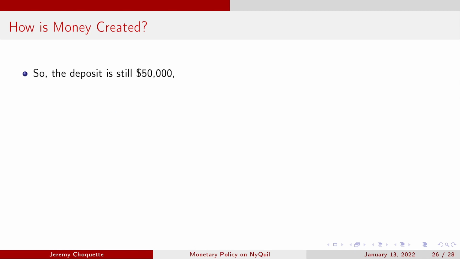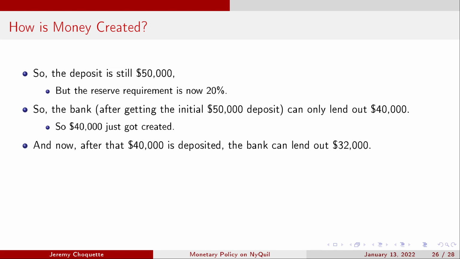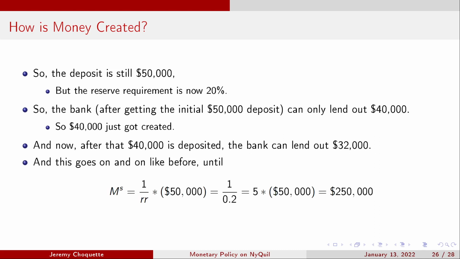So the deposit is still $50,000, but the reserve requirement is now 20% instead of 10%. So the bank, after they get their initial $50,000 deposit, can only lend out $40,000. So $40,000 just got created. After that, that $40,000 gets deposited somewhere. The bank can lend out $32,000. And this goes on and on like before.